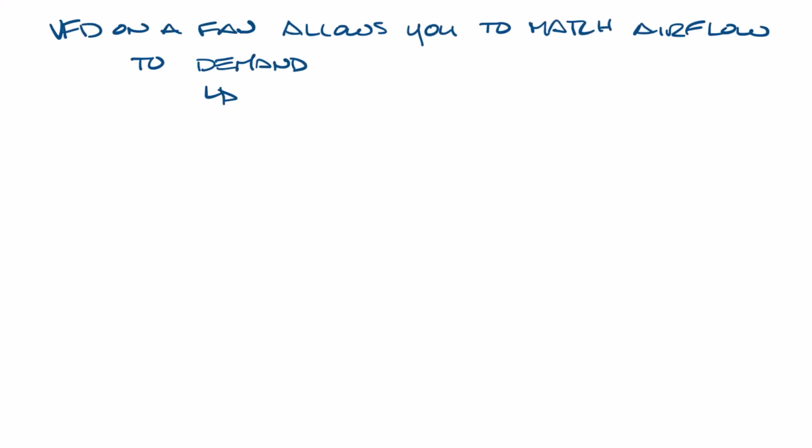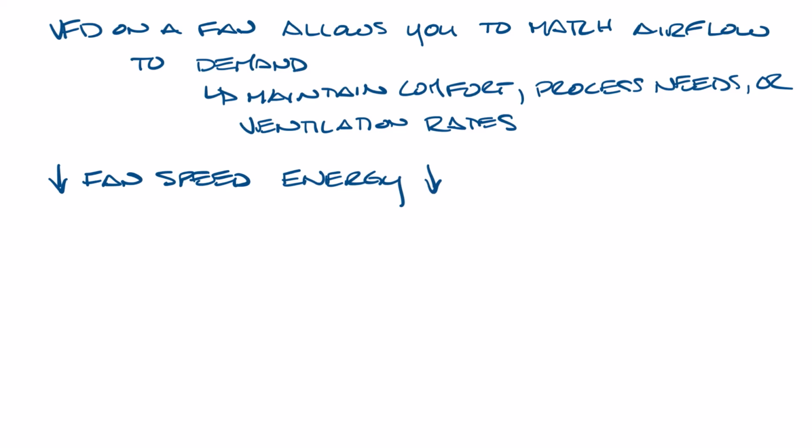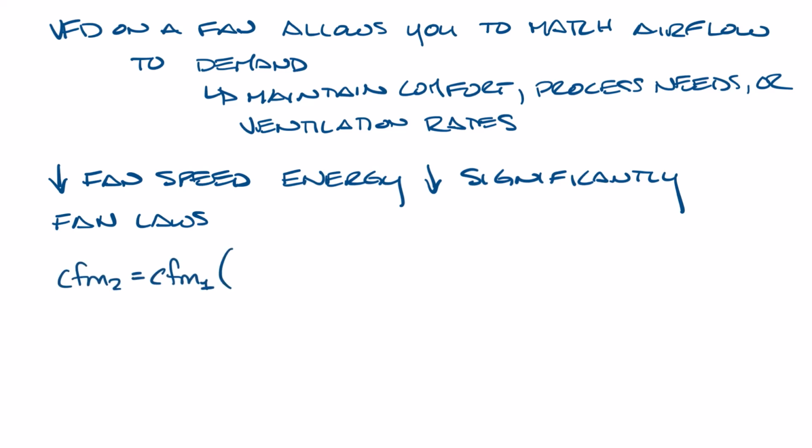Using a VFD on a fan allows you to match demand to maintain comfort or your process needs or your ventilation rates. When you reduce a fan's speed, the energy use drops significantly. If you remember from the fan laws video, which I'll also put a link below too, the fan laws are that the CFM is proportional to the speed of the fan, so CFM2 equals CFM1 times RPM2 divided by RPM1.